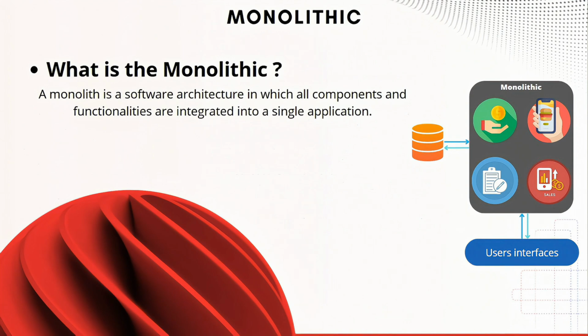Well, let's start. Monoliths. What is a monolith? A monolith is a software architecture in which all components and functionalities are integrated into a single application. Look at this picture. We have a monolithic instance, and all the components and functionalities are integrated in a single application here, like payments, orders, sales. In the monolith, we have a single database, and we have a simple user interface that communicates directly with this instance of the monolith.